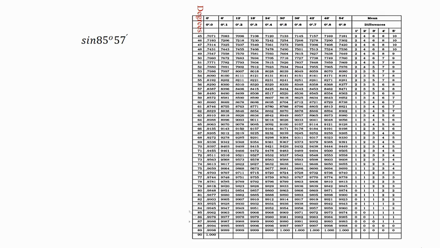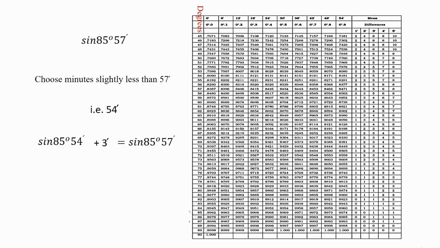So what we have to do? We have to choose minutes slightly less than 57 minutes, that is 54 minutes. Next to that, write the angle sine 85 degree 54 minutes. But my requirement is 57 minutes. So I need to add 3 minutes in the given angle, that gives me the required angle sine 85 degree 57 minutes.